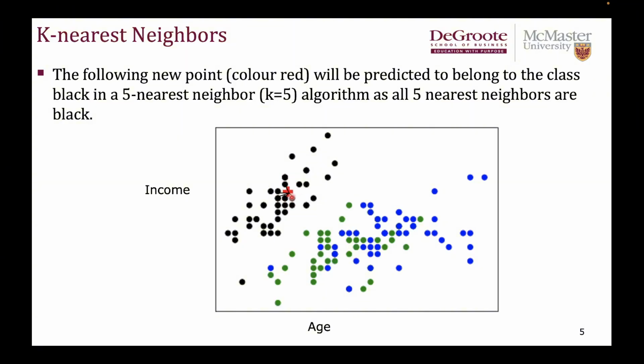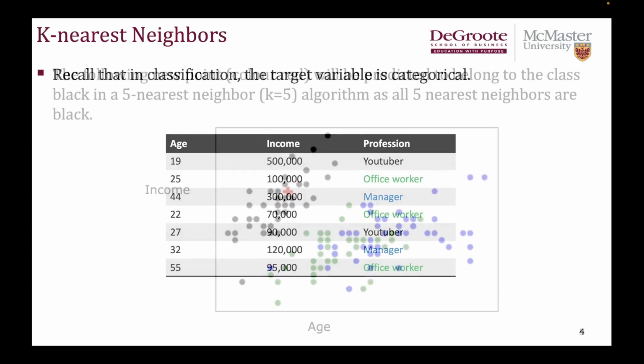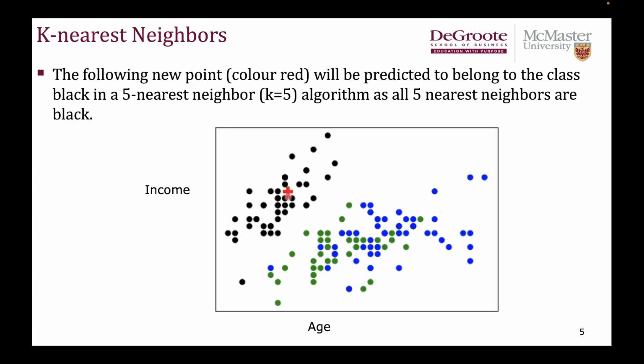And it turns out, apparently, it's in the middle of a bunch of black dots, and black points represent YouTubers, okay? So all those 5 nearest neighbors are YouTubers, and then this individual, represented by this red cross, who is not in the data set, if you have to predict their profession, I guess, according to this model, we're going to predict YouTuber, right? Because the neighbors are all YouTubers.